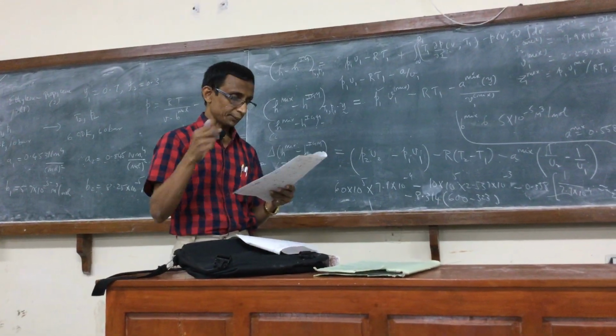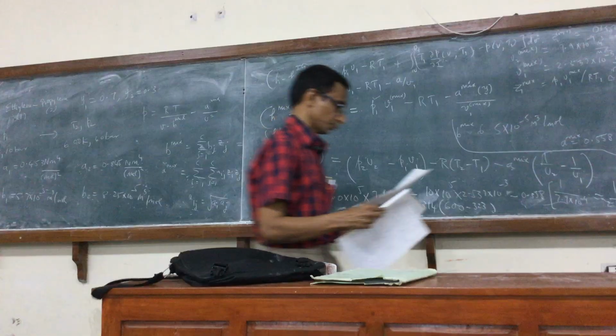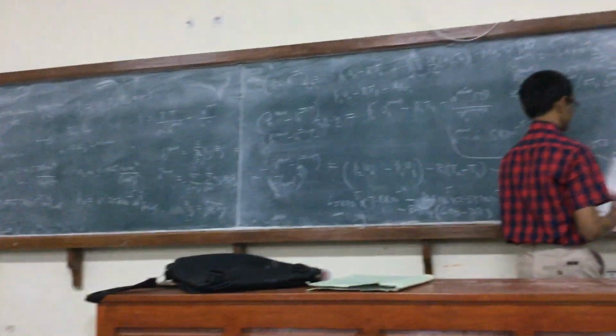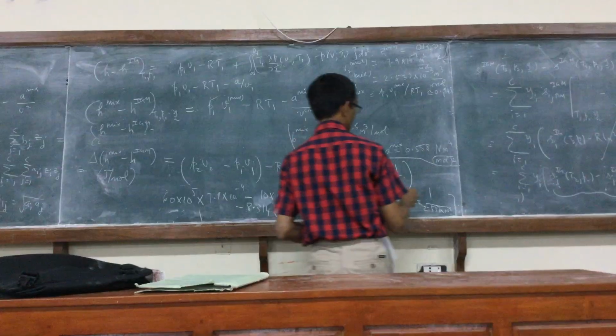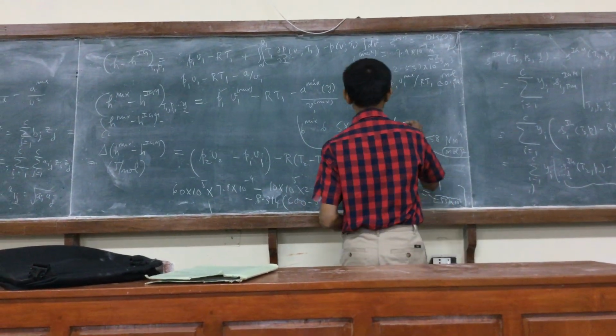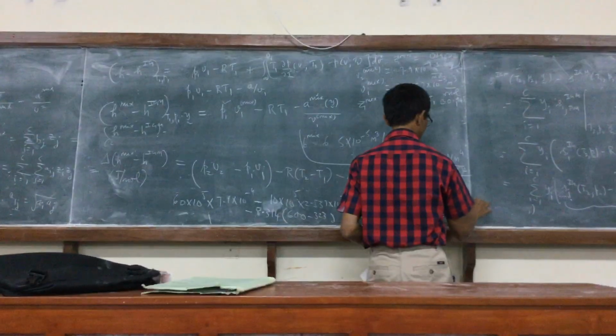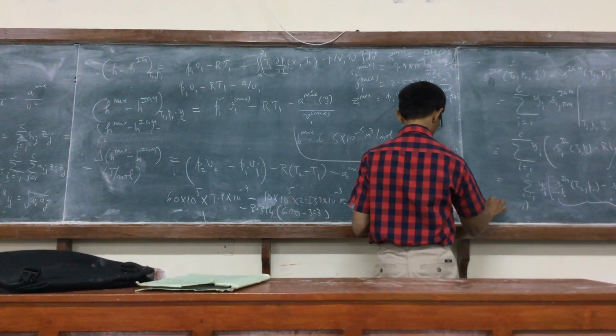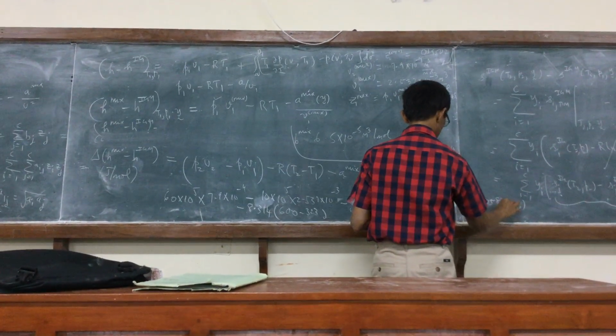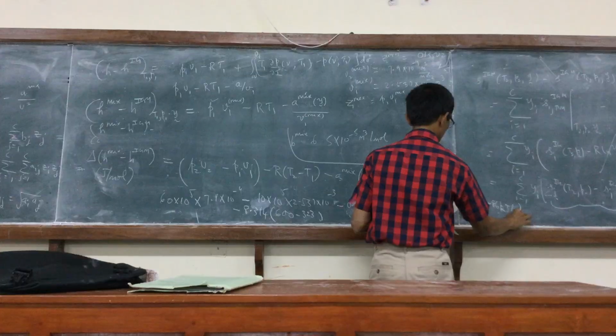Okay, the answer I am getting is roughly minus 0.586. The answer will be in joule per mole, but I am going to write it in kilojoule per mole. Right? The final answer is minus 0.586 kilojoule per mole.